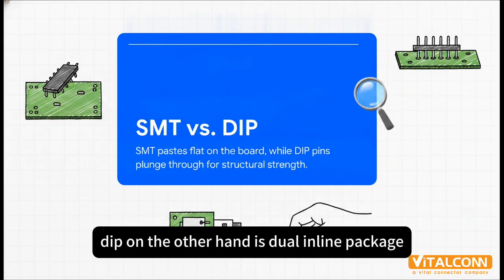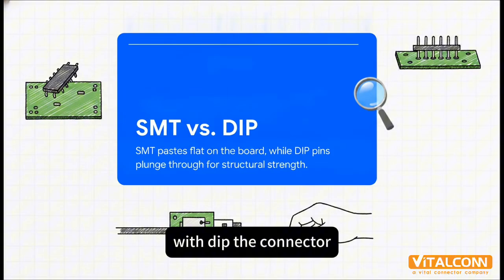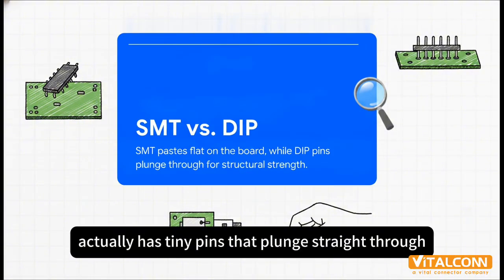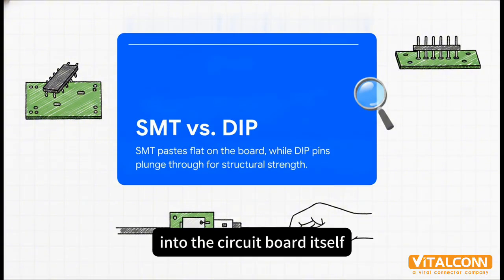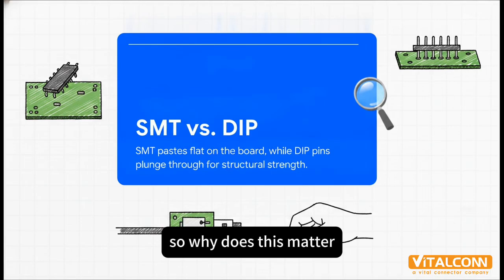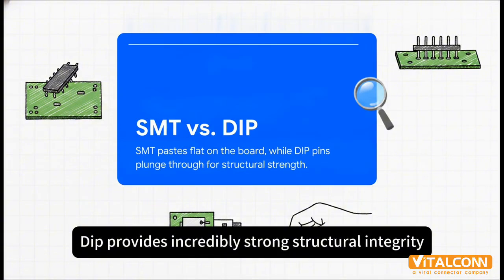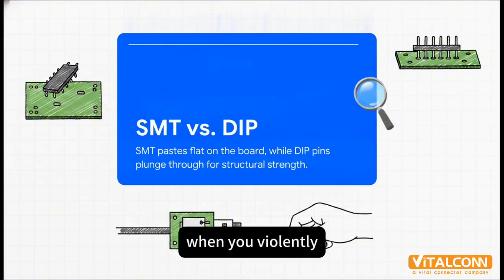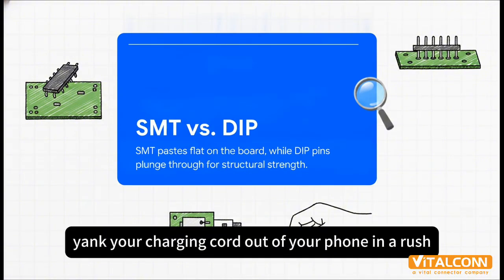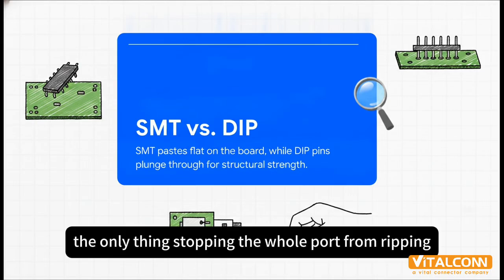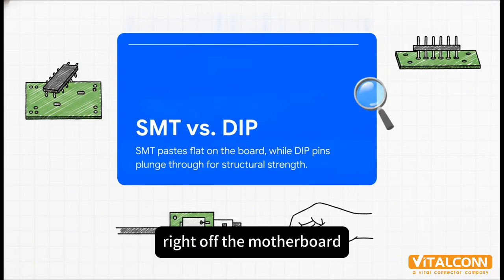DIP, on the other hand, is Dual Inline Package. With DIP, the connector actually has tiny pins that plunge straight through holes drilled into the circuit board itself. So why does this matter? Well, SMT saves a massive amount of space on the board, but DIP provides incredibly strong structural integrity. When you violently yank your charging cord out of your phone in a rush, those DIP pins are often the only thing stopping the whole port from ripping right off the motherboard.